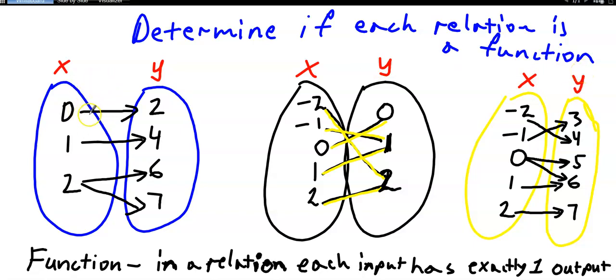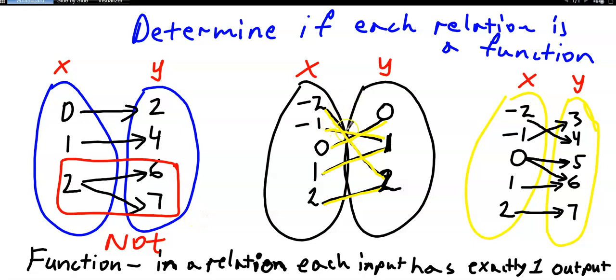Let's check on the first one. 0 is paired up with 2. 1 is paired up with 4. 2 is paired up not with one y value, but with 2 y values. So over here we can tell that each x value is not paired up with one y value, it's paired up with 2. And therefore this is not a function.